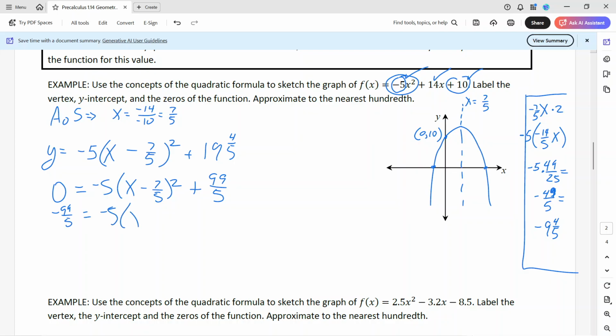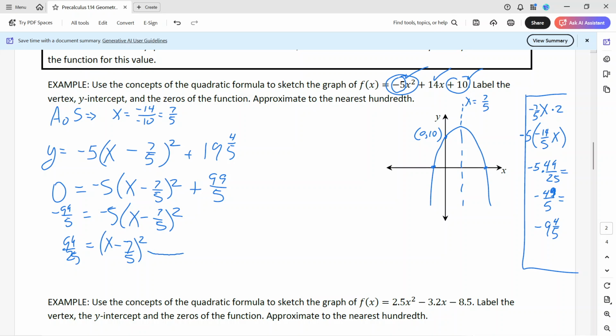And then I'm going to divide by negative 5. That's like multiplying by negative 1/5. That becomes 99/25. And then I have the x minus 7/5 still squared. Now I take the square root.